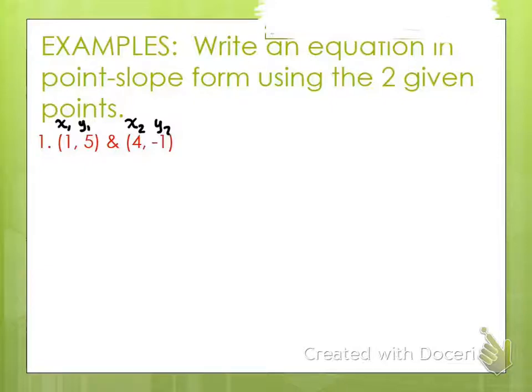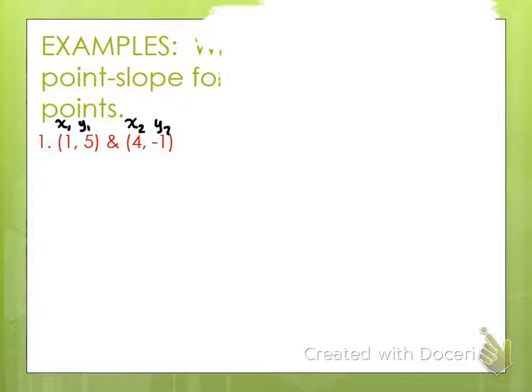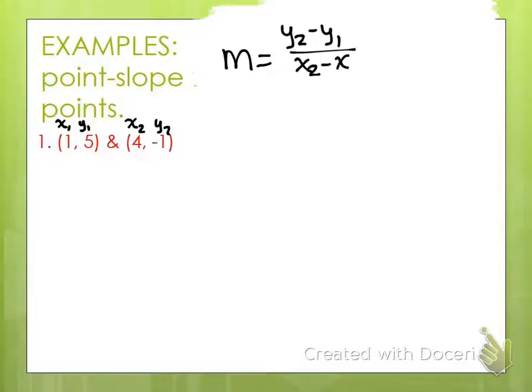I'm going to have to erase some of the directions to fit it up here. So remember to find slope, m equals y2 minus y1 over x2 minus x1. You remember doing that a couple days ago? Hopefully.